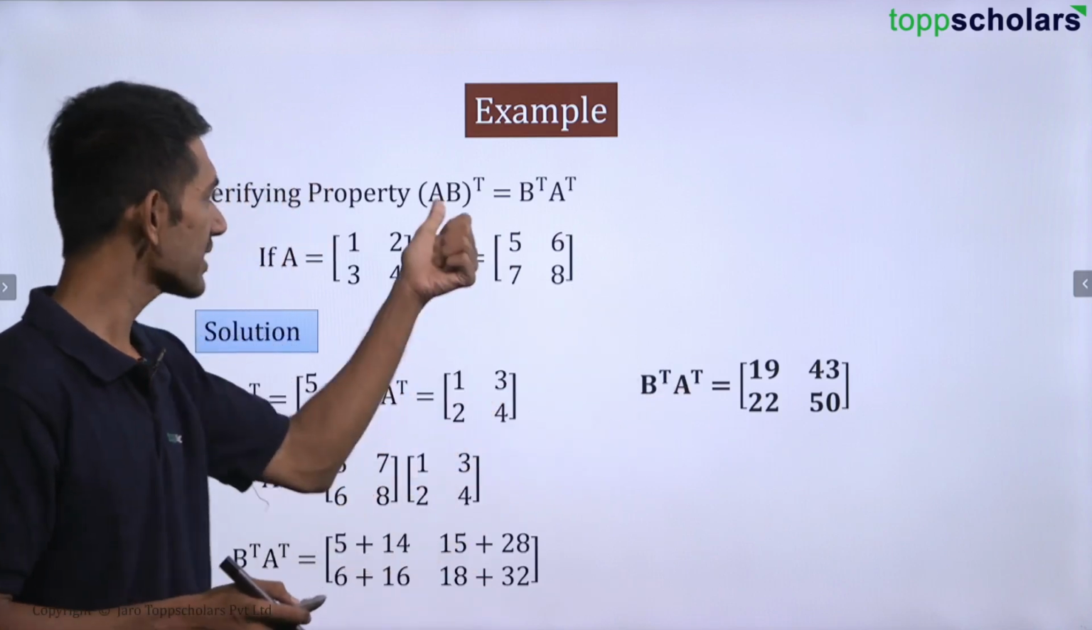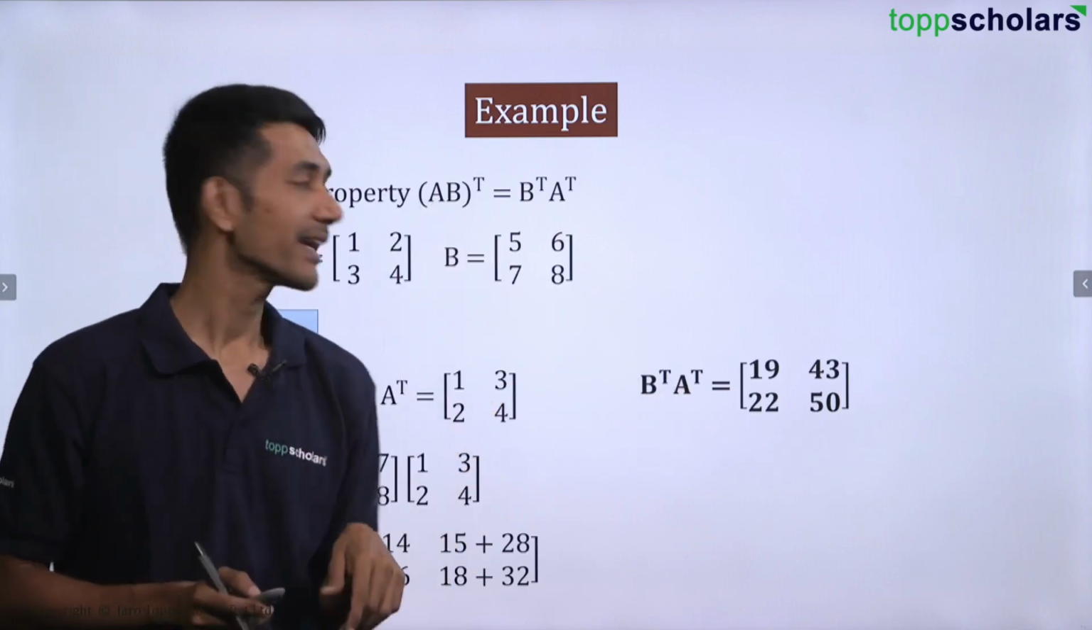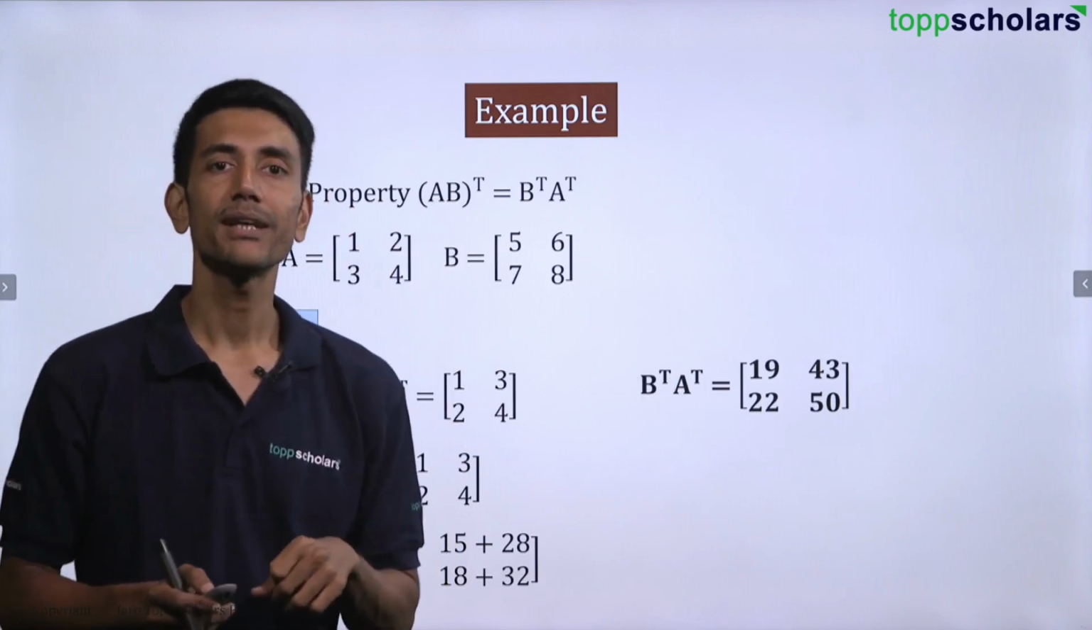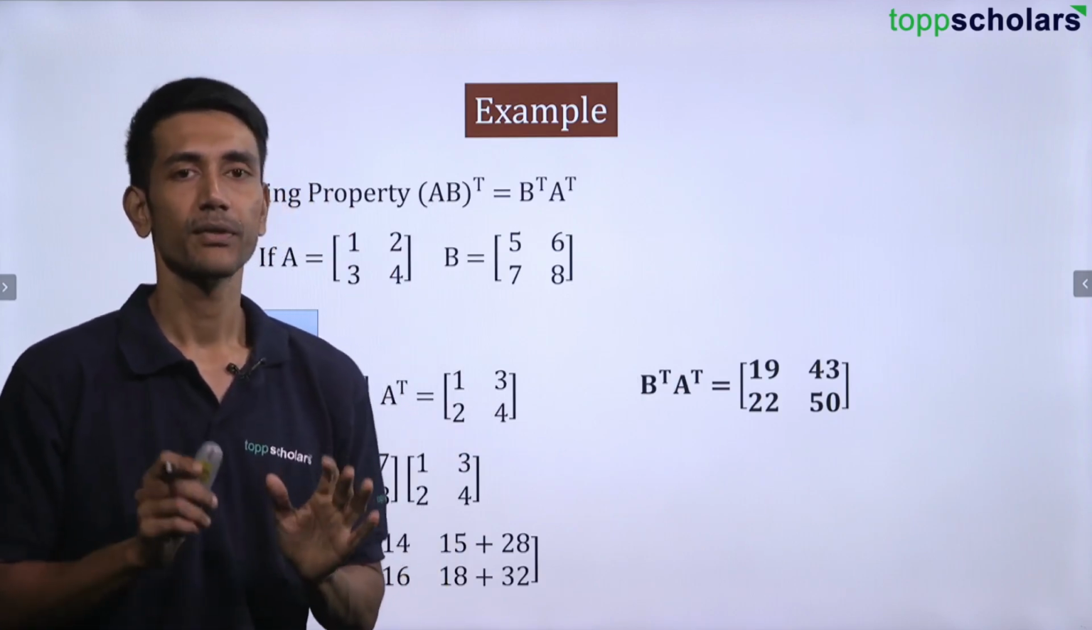Does this match with AB transpose? Yes. So we can say that AB transpose is equal to B transpose times A transpose. I hope this part is clear.